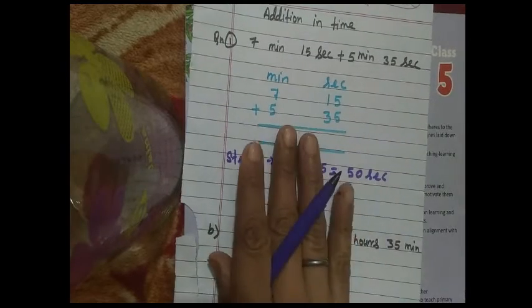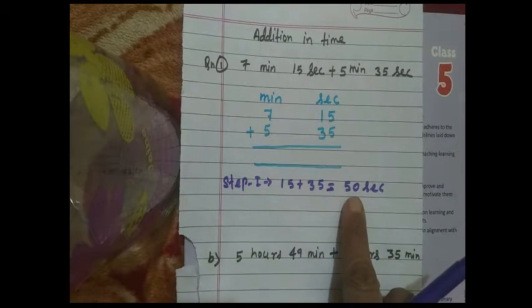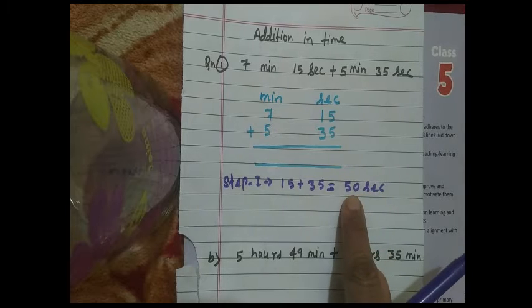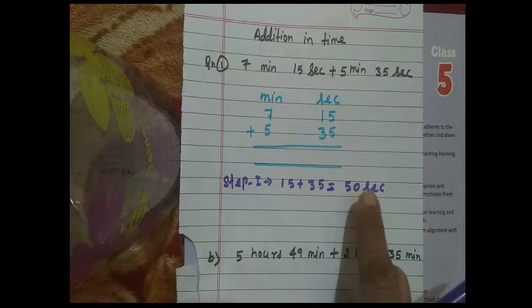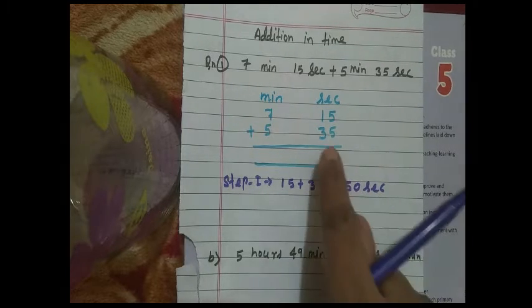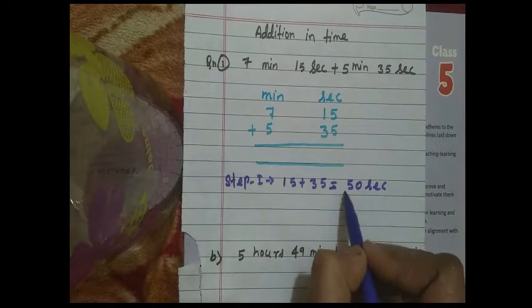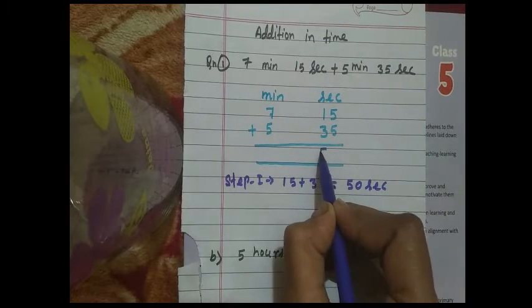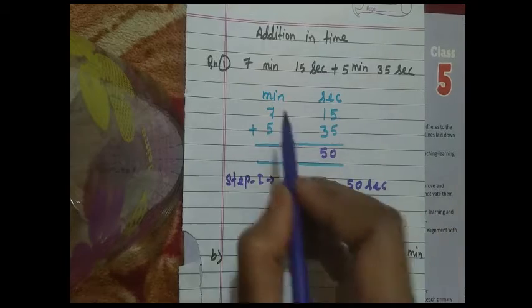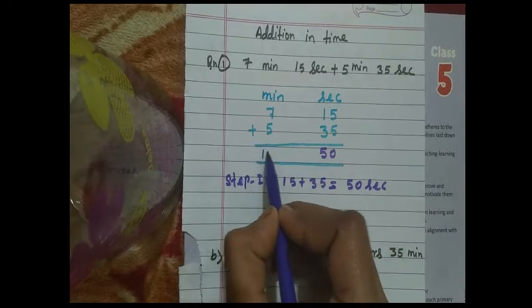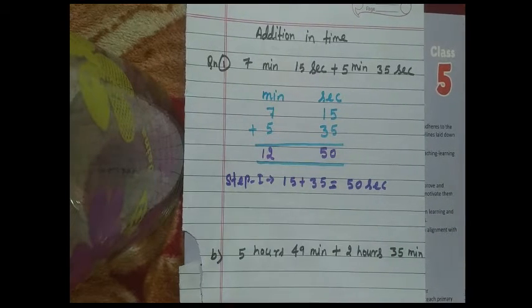So here we are having less than 60, meaning 50 seconds. So write directly here what we are getting: 15 plus 35, 50. And 7 plus 5, 12. This is very easy.